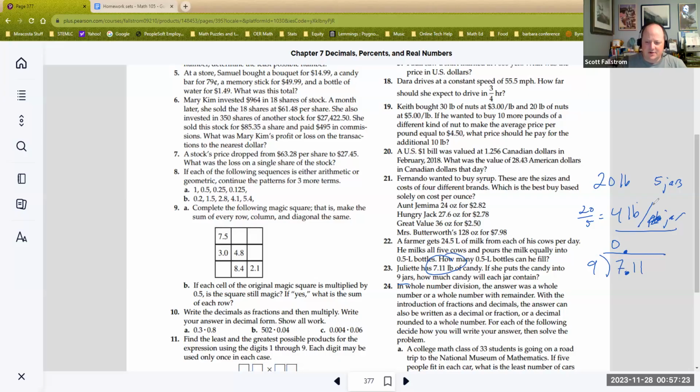We're going to talk about a certain amount of pounds. And it's not 1 pound, because 1 pound, if you had 9 jars and 1 pound in each, that'd be 9 pounds. You have less than that. So it's got to be less than a pound going into each one.